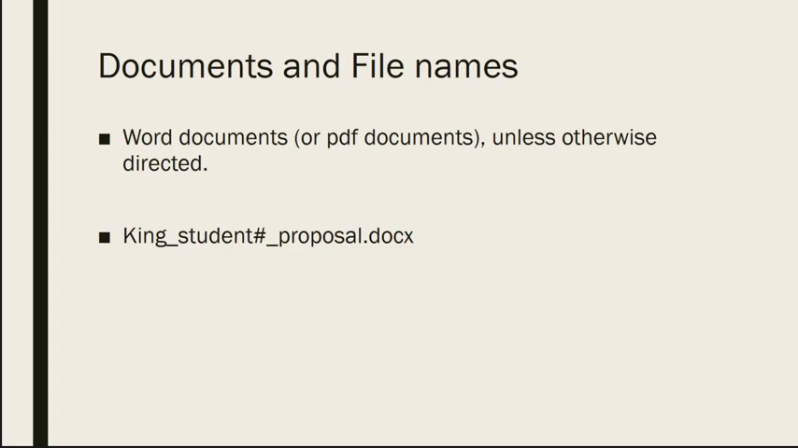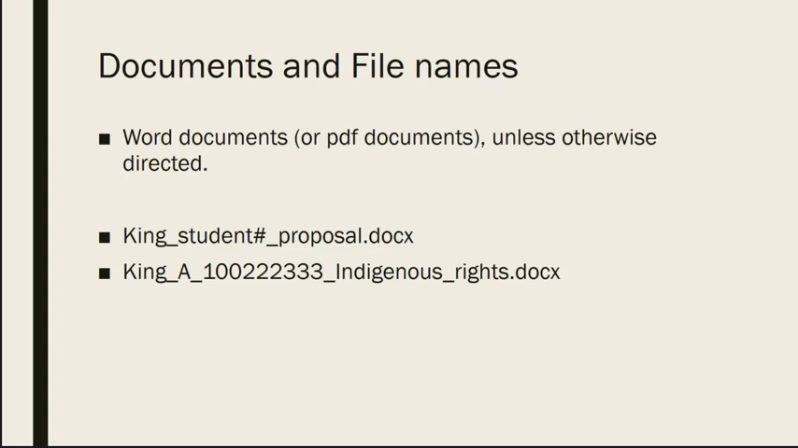Do not use periods in your file name. The only period should be right before the docx file type. Only use underscore to separate the words. So you would have, for example, using my last name, King underscore student number underscore, and then proposal or a piece of your title, period, and then docx, which would go in automatically when you save your file.